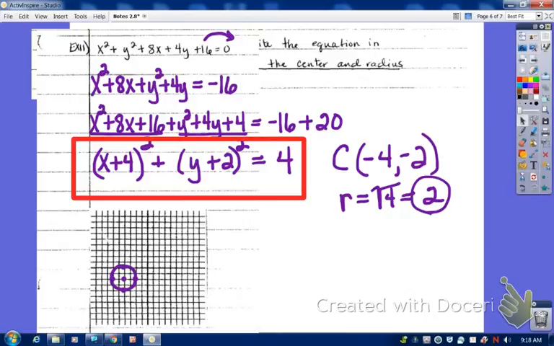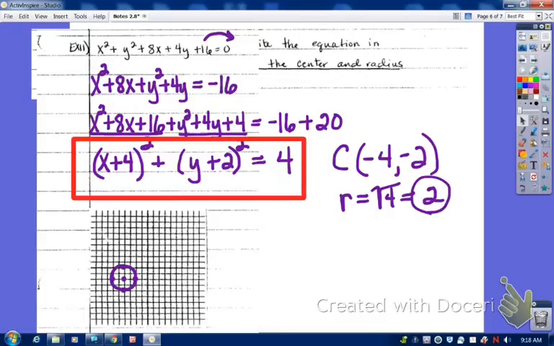All right. You want to walk back through what we did first? What did we do in the first line? You put your x's together, you put your y's together, and then you sent the constant to the other side. The positive 16 then became -16. Then you did 8 divided by 2 is 4. 4 squared is 16. You added 16 to the x squared plus 8x. And then you did 4 divided by 2 is 2. 2 squared is 4. And you added the 4.